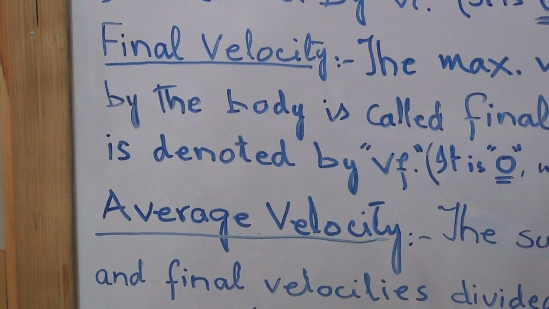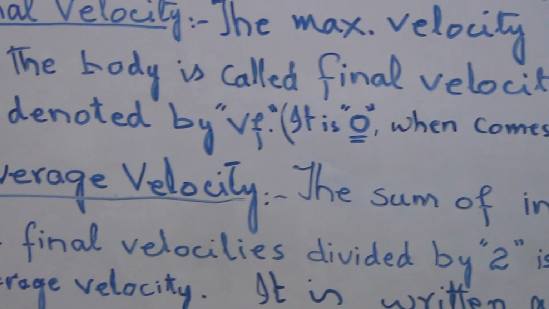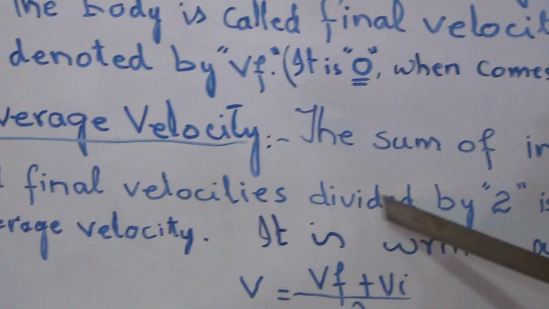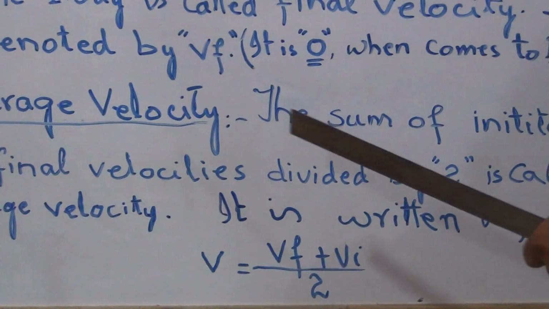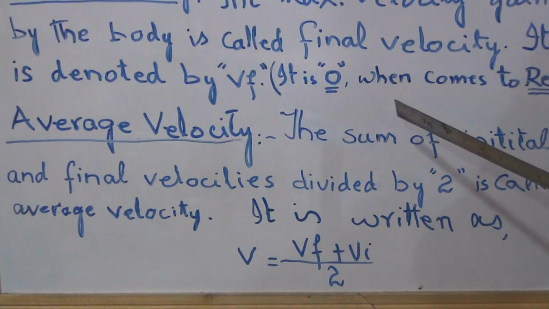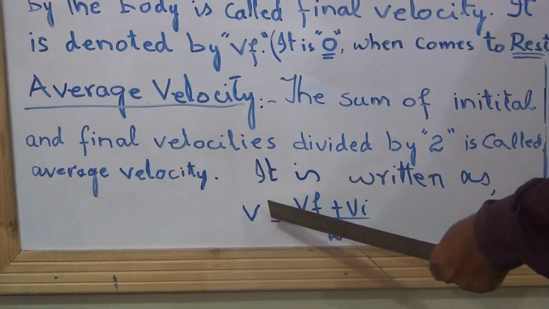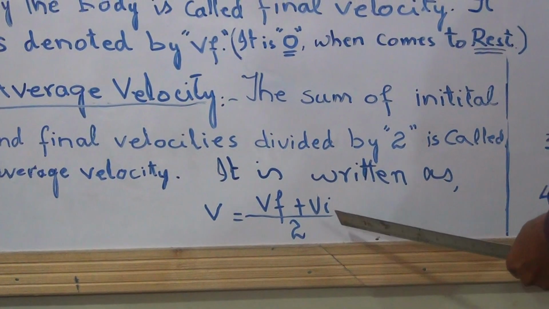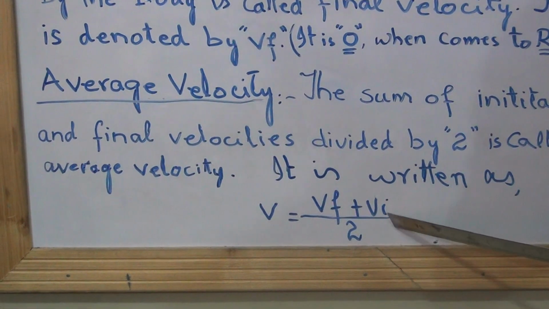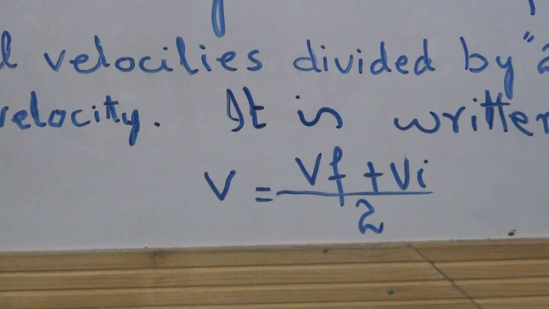Now average velocity. Average means the sum of the quantities divided by the number of quantities. The sum of initial and final velocities divided by 2 is called average velocity. There are two velocities, VI and VF. We add these velocities and divide by 2, then we get V. You have to learn this formula if you want to understand the numericals easily, as well as the previous formula.